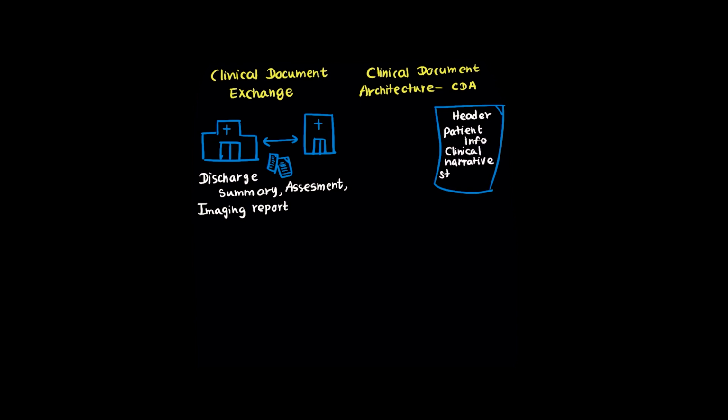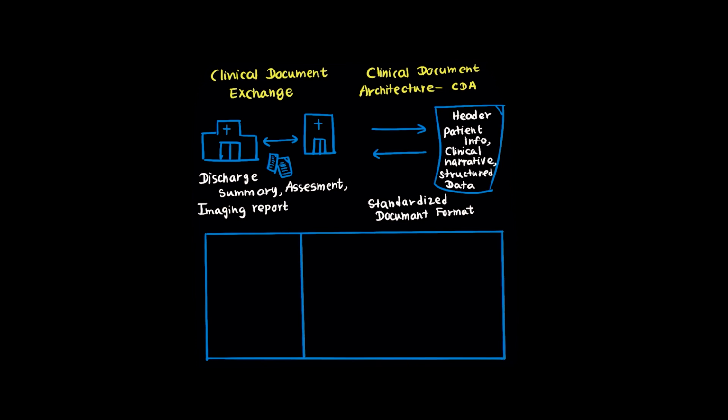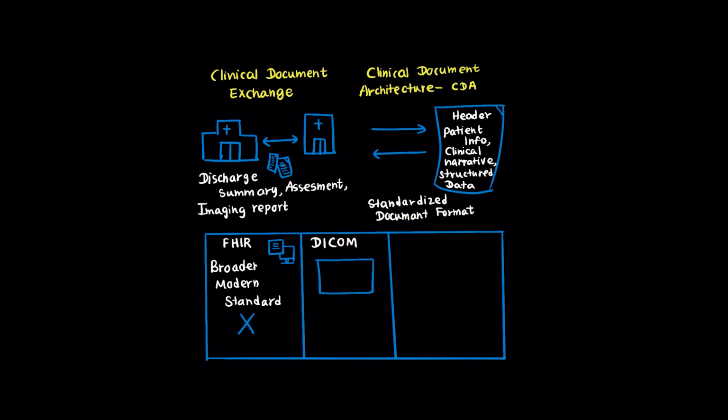Think of CDA as the standard envelope and format for clinical documents so they can be reliably transmitted and understood across different EHR systems. It ensures the receiving system can properly display and process the document. Fast Healthcare Interoperability Resources, or FHIR, is broader and more modern, supporting various types of data exchange, including documents, but CDA is the established, mature standard specifically designed for clinical document exchange. DICOM is only for medical images. LOINC codes laboratory observations. When you need to send a complete discharge summary from hospital to primary care, CDA is the standard.